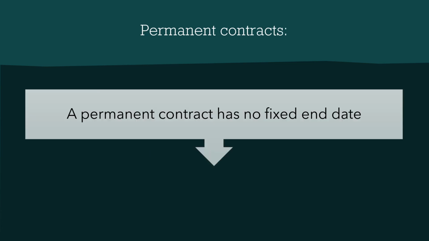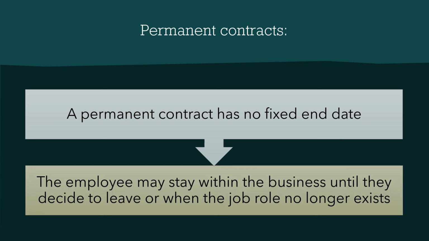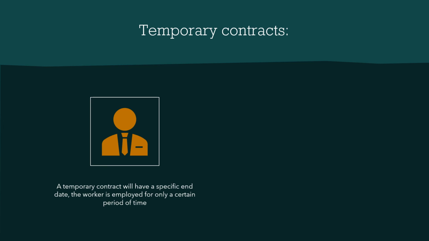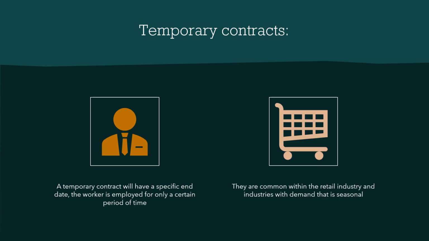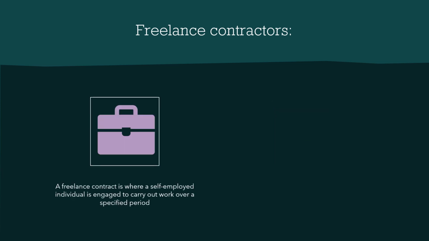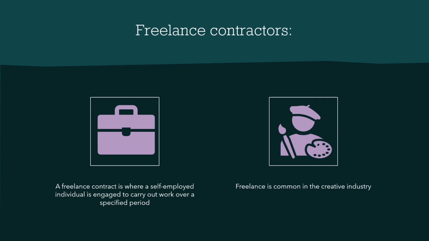Permanent contracts. A permanent contract has no fixed end date. The employee will stay within the business until they decide to leave or when the job role no longer exists. Temporary contracts. A temporary contract will have a specific date and the worker is employed for only a certain period of time. They are common within the retail industry and industries where the demand is seasonal. Freelance contractors. A freelance contract is where a self-employed individual is engaged to carry out work over a specific period. Freelance is usually common in the creative industry.